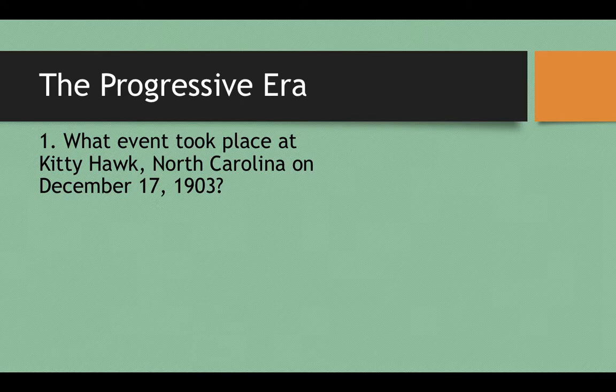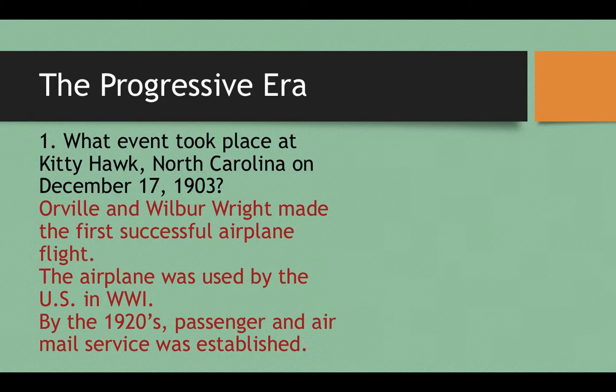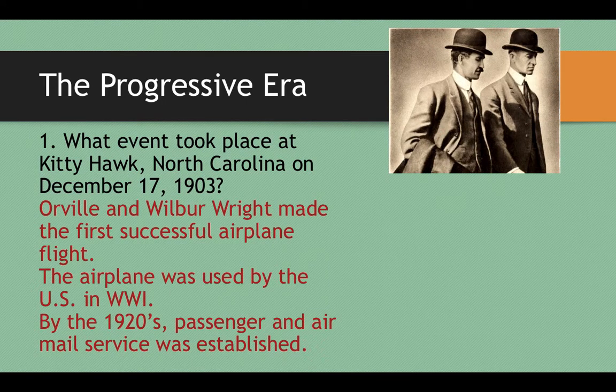Now, there are a lot of really huge human achievements that took place during the Progressive Era. The first of which that we're going to talk about is the first flight. You probably heard the story of the Wright brothers, Orville and Wilbur Wright. They made the first ever successful airplane flight. There were these two brothers from Ohio. They owned a bicycle shop, and they said, you know what, we can make an airplane. We really want to be the first in flight.